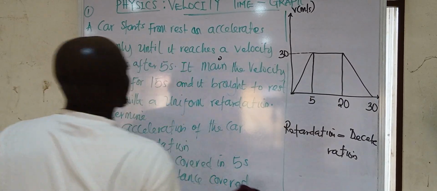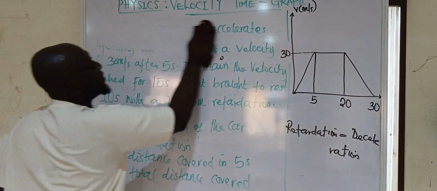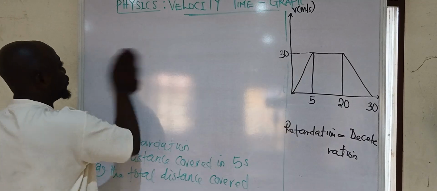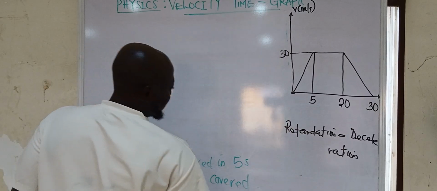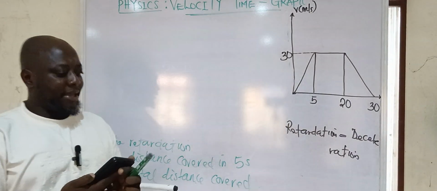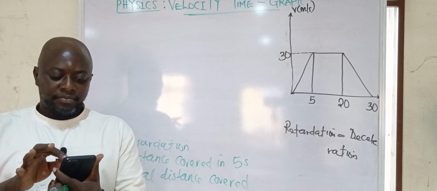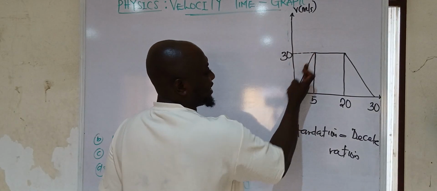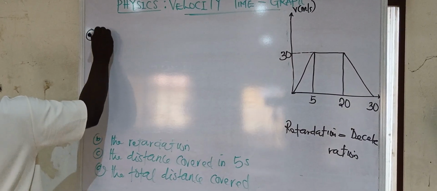So let's go ahead and start solving the questions here. I'll take these questions off so that I can have a place to solve. Now what is the next thing for us to do in the question? First, we want to calculate A, which is simply the acceleration of the car. So how do we then calculate A, the acceleration of the car?